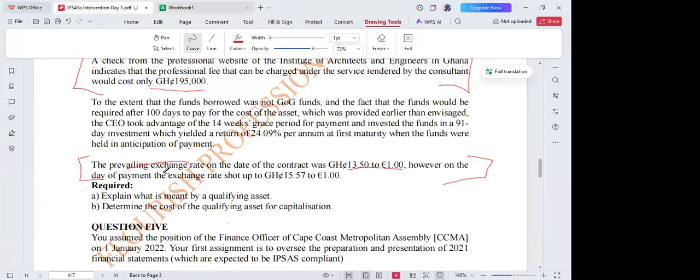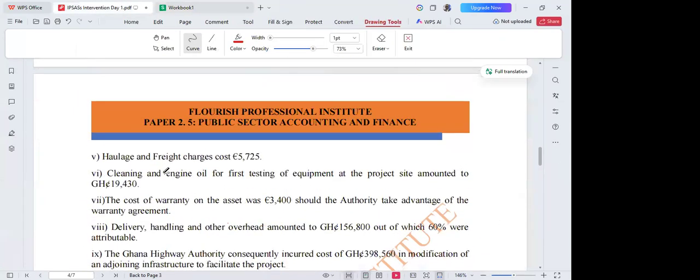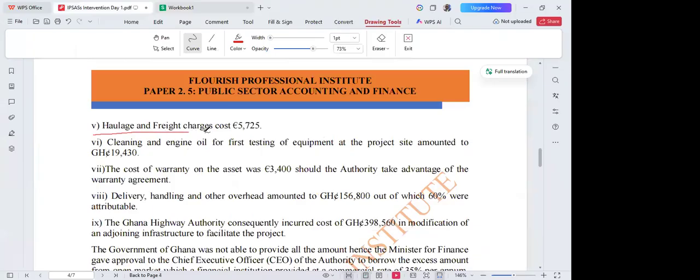Then we come to the next one, which is the haulage and freight charges cost 5725. Are you going to consider this? Yes, sir. Okay. Which exchange rate are we going to use? Are we also going to use 13 or 15? 13.5. Why should we use the 13? Similar situation to the importation.